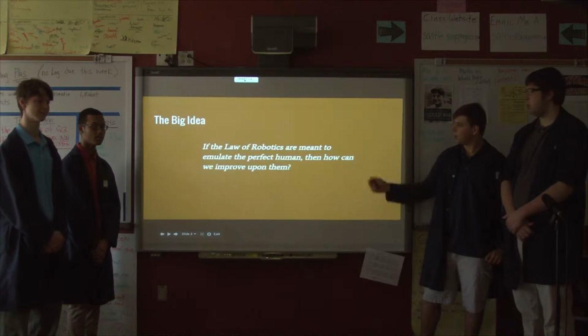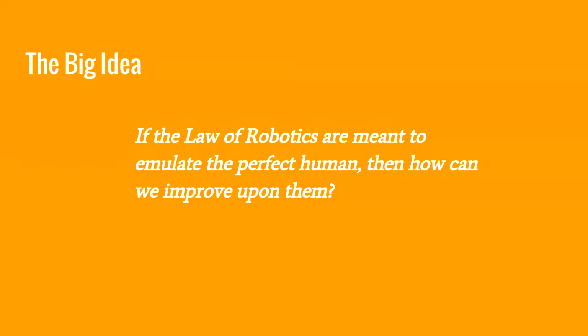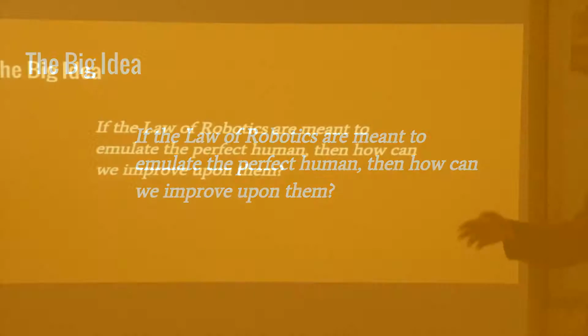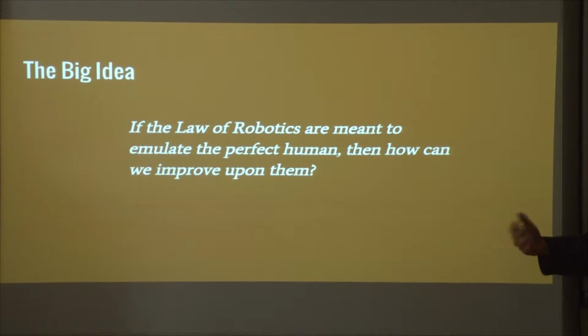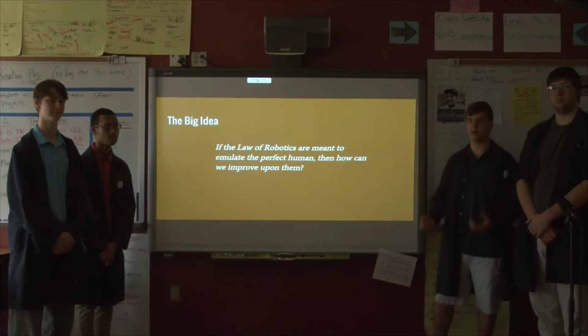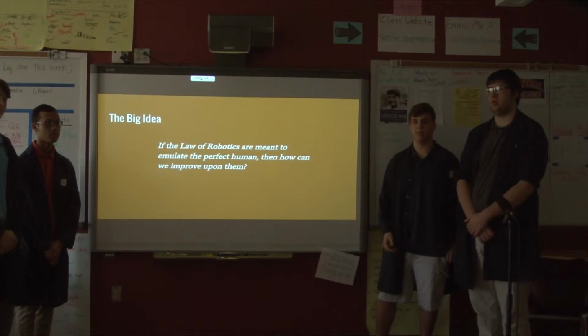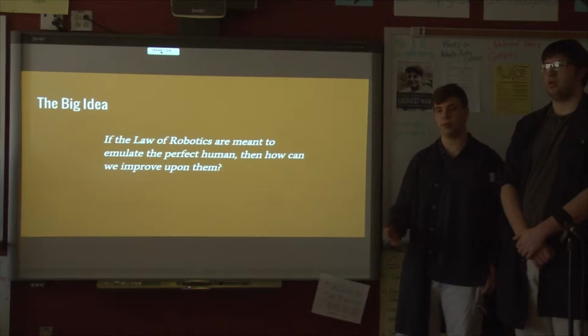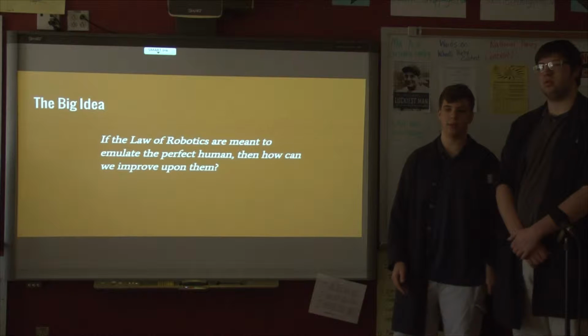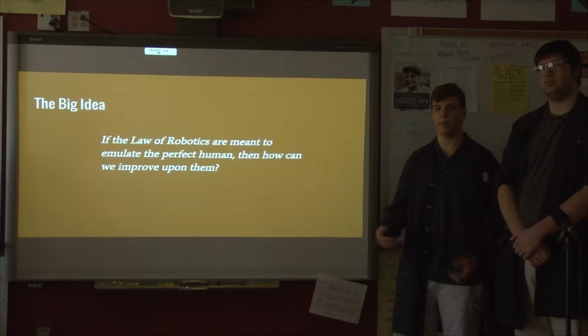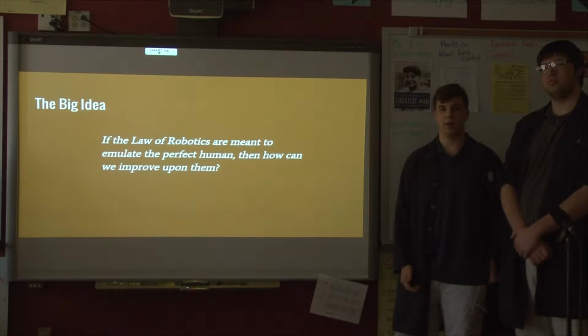So here is the big idea that we came to at a crossroad, where all 4 of us came to the same question: if the laws of robotics are meant to emulate the perfect human, then how can we improve upon them? And we know that it's meant to emulate the perfect human because of a couple examples we see in the book. For example, in chapter 8, Stephen Byerly, who is running for a political position, is favored by the human populace for certain reasons.